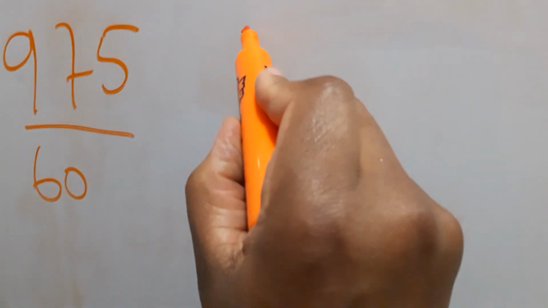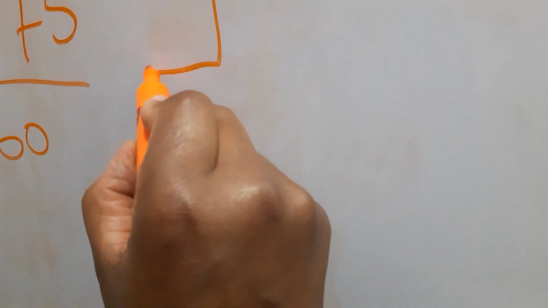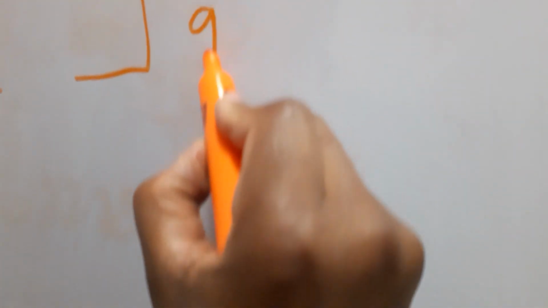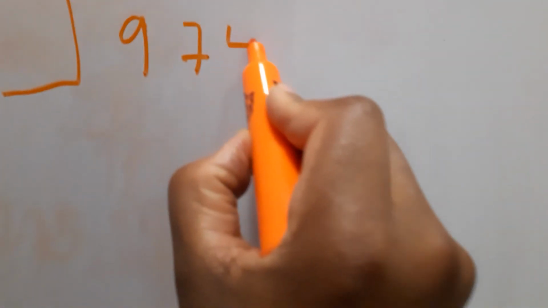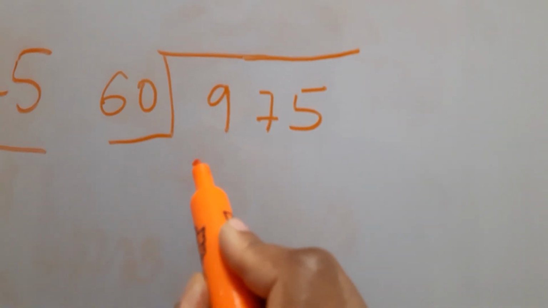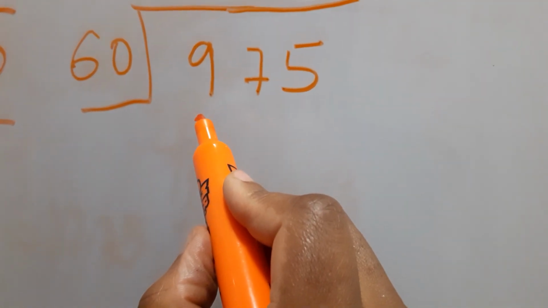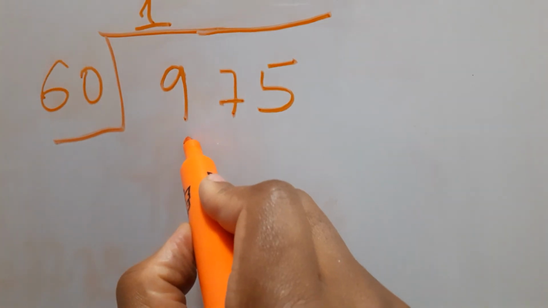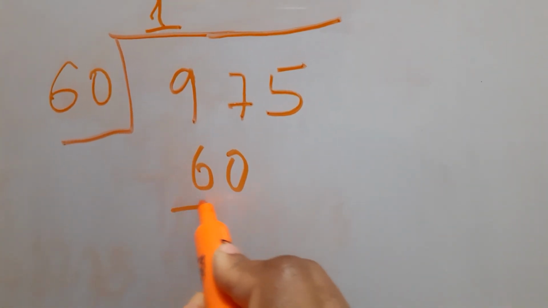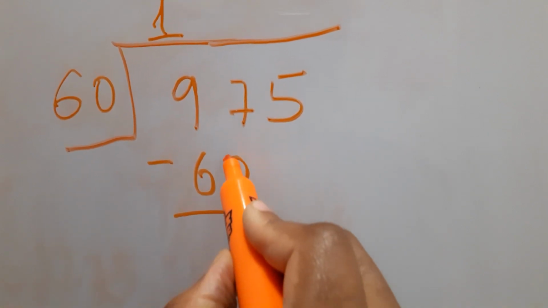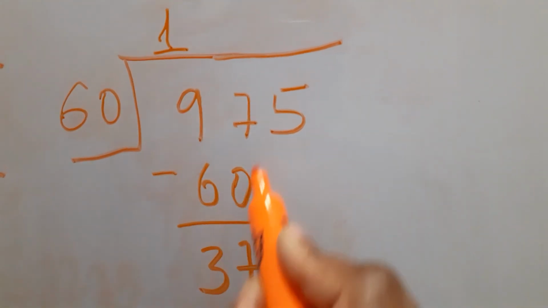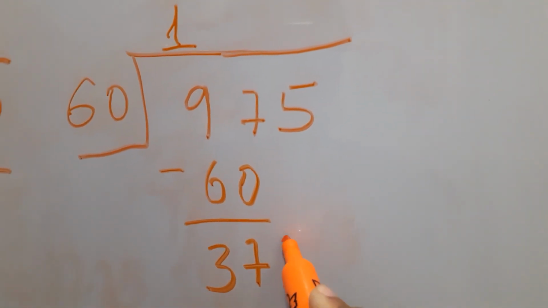Okay, so let's do the last one, and this one will be a bigger number. Using the same method, we're going to divide 975 divided by 60. So that's what we're solving. We're simplifying. So 97 divided by 60 is 1. And we have here 60. 97 take away 60 is, here we have 7 and 3, 37. So we bring down our 5, don't forget.